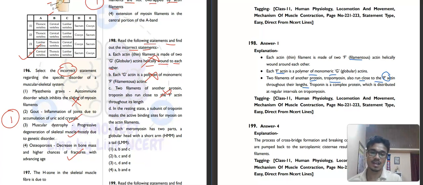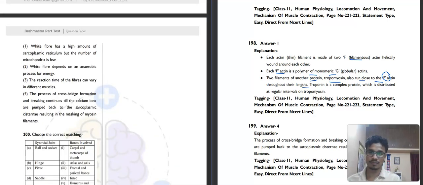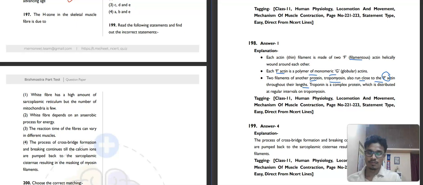Then in resting stage, a subunit of troponin masks the active binding sites for myosin on the actin filament. Correct, you know that. Then each meromyosin has two parts, a globular head with a short arm, heavy meromyosin, and a tail, light meromyosin, HMM or LMM, heavy and light. Okay. So this is also correct. So incorrect ones are A, B and C. First option will be your correct answer. Then question 199. Here we have to find incorrect statements. Question number 199.